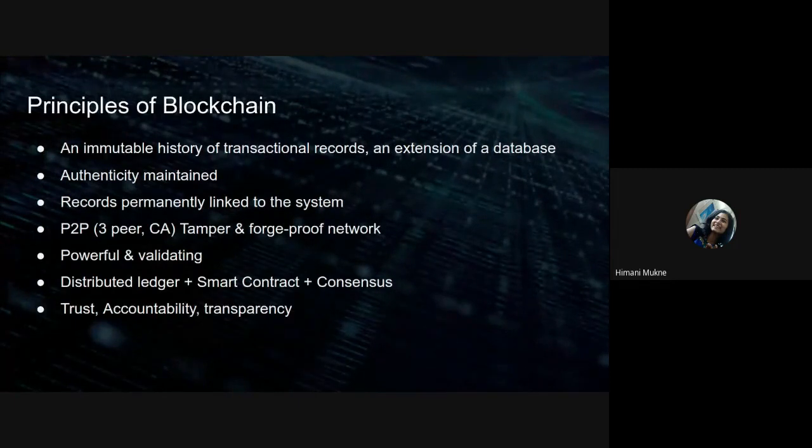And every single participant always has access to it, which is again why authenticity is maintained, because we can ensure who has access to how much information in the network. And because of the immutability factor of blockchain, the records are permanently linked to the system, which makes it tamper proof. And the peer-to-peer network again ensures that the entire information is distributed equally amongst all the participating nodes. This proves that the technology is very powerful and validating.